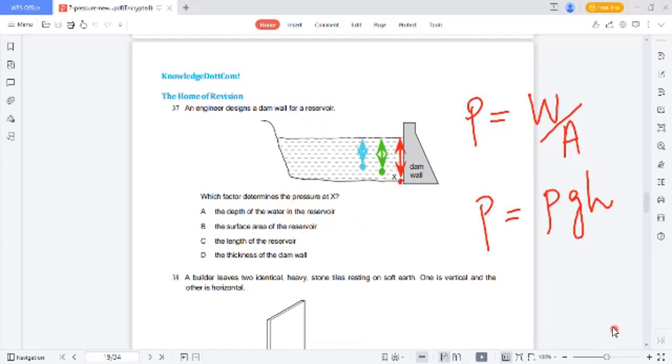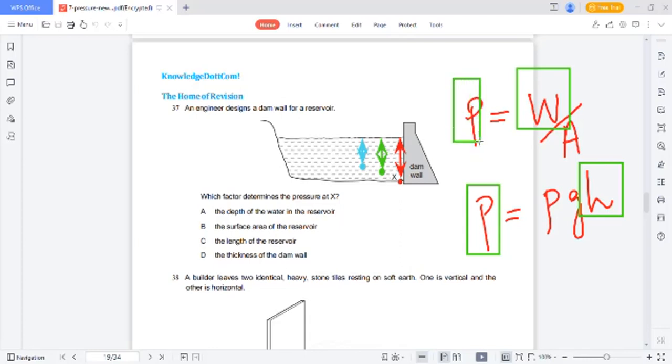Similarly, in terms of weight, we can see if depth is large, weight would be large. Weight large means pressure would be large. So we can use the second formula as well. This is related with depth. So here is the depth. If depth is large, pressure will be large. If depth is large, weight will be large. Weight large means pressure is large.